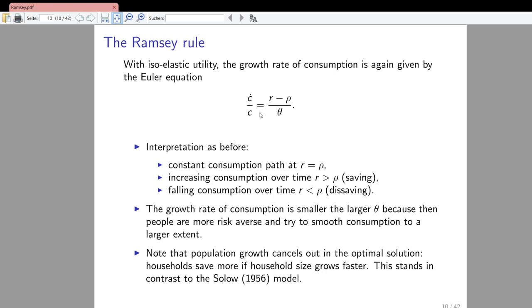So consumption is decreasing, meaning that people consume a lot today, but they run down their assets and therefore can consume less in the future. So we have this dissaving if this consumption growth path is negative. And only if the interest rate is equal to the rate of time preference, then we have a smooth consumption path over time. So impatience and the compensation for impatience exactly cancel each other out, and theta mediates the process again. So for higher theta, the difference in r and rho has to be higher. That induces a certain change in the household's consumption path.